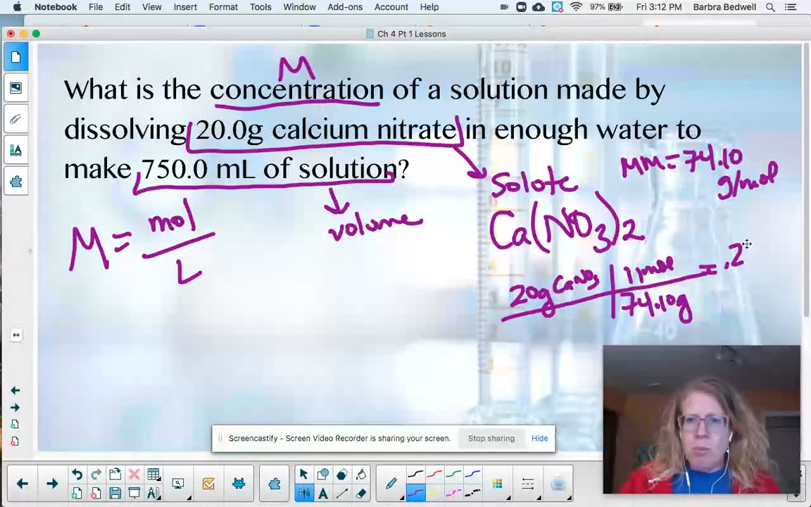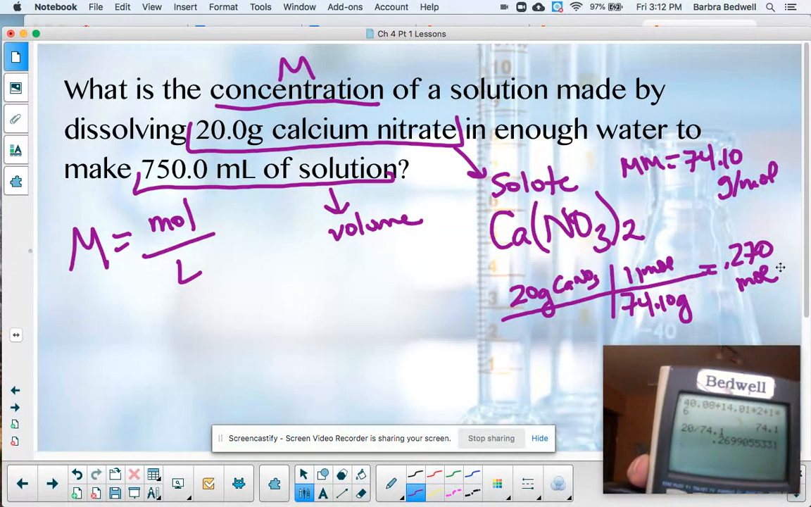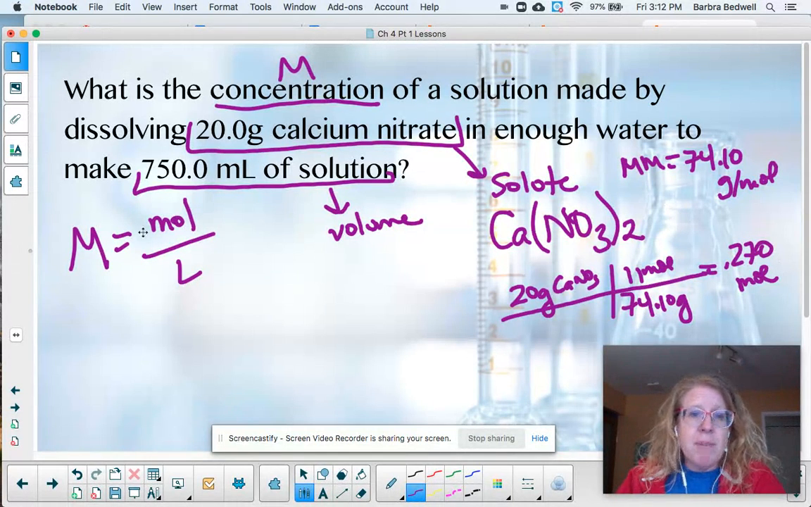2.699055, so it's 2.70 moles. Again, it's 2.6999, something along those lines. So I have to round it to 3 sig figs. So that's my first part. That's going to go up here, right? That's my moles of solute: 0.270 moles.